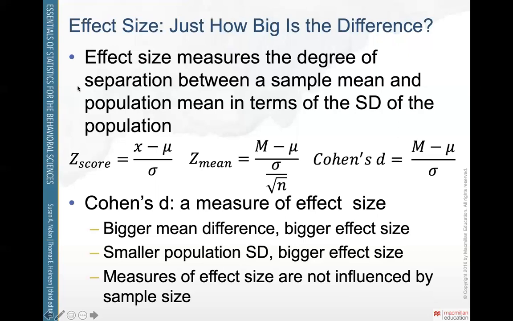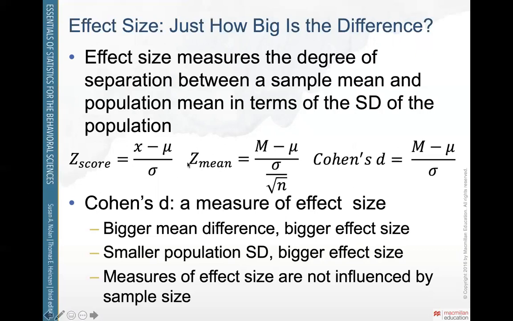Okay, so I'll show you some diagrams to illustrate. We're going to start first talking about effect size, and I'm going to contrast it with two things that we've been dealing with a lot now. These three equations right here are all very similar, but also all slightly different. Being able to notice how they are similar and how they are different is important to understanding the difference between them: Z-score, Z-mean, and Cohen's d.